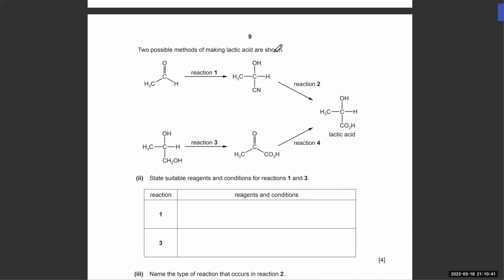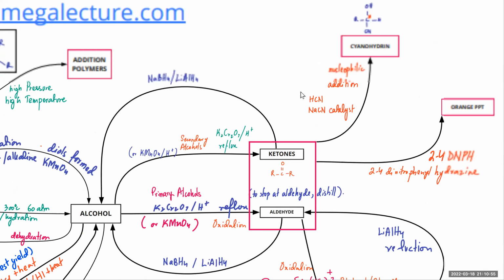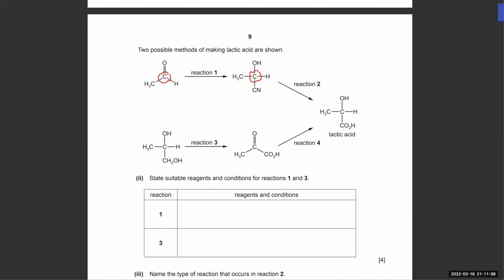Then you have this reaction scheme. Two possible methods of making lactic acid are shown. So you have an aldehyde, and that aldehyde turns into a cyanohydrin. In this reaction you have an aldehyde or a ketone, and the C=O bond turns into C(OH)CN. So that's nucleophilic addition. HCN and NaCN would be needed for this. HCN is the reagent, and NaCN is the catalyst.